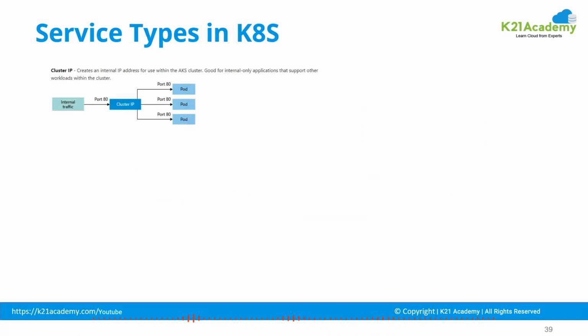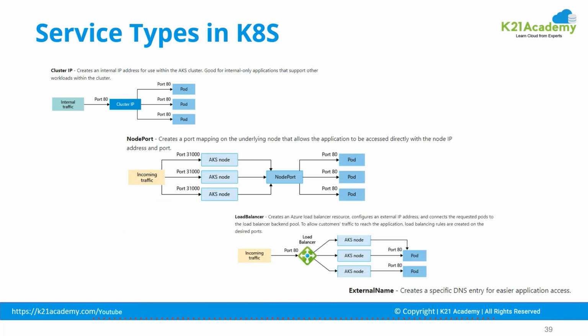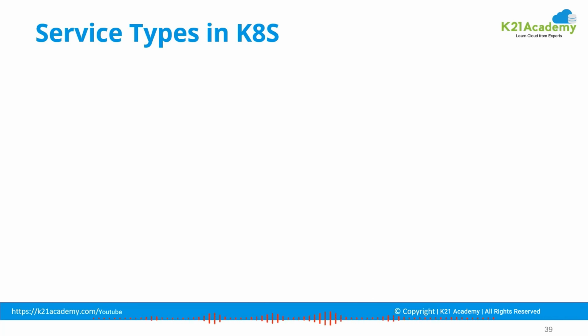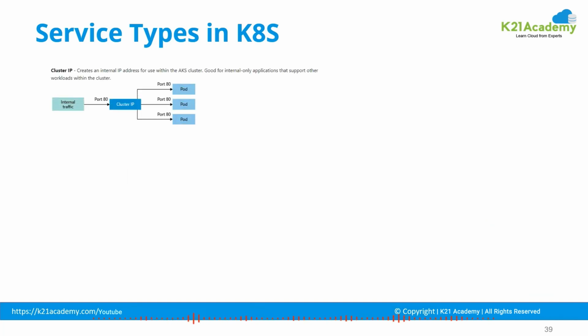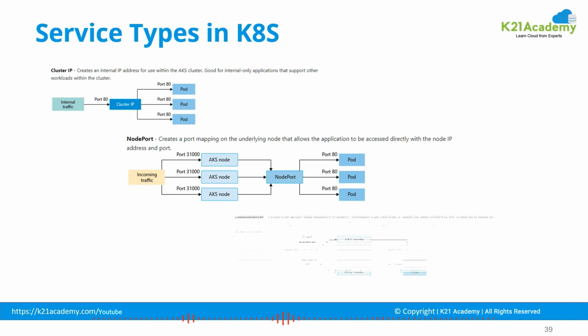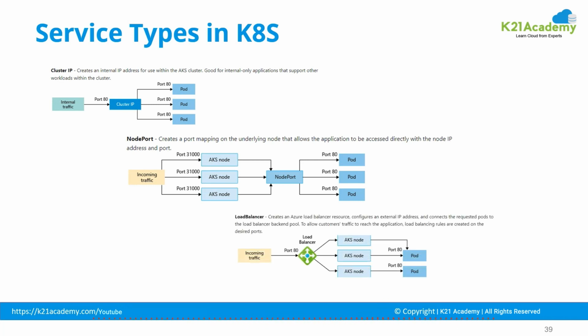Now, when you define a service, there are four different types of service you can define. When you're constructing a service through a YAML file, you say what your service type is, which could be a cluster IP, a node port, a load balancer, or an external name.